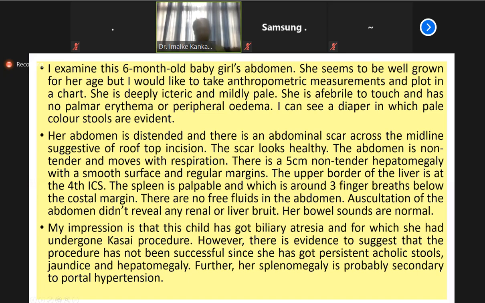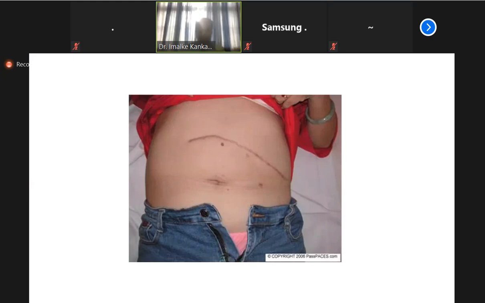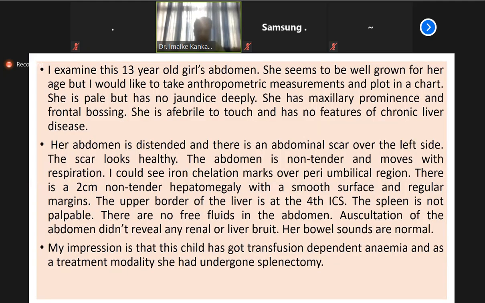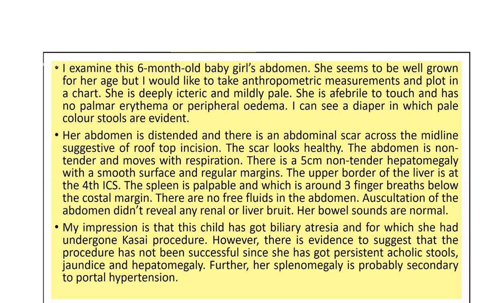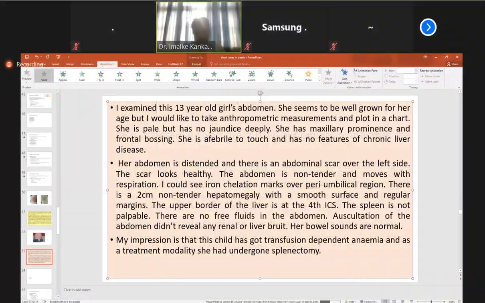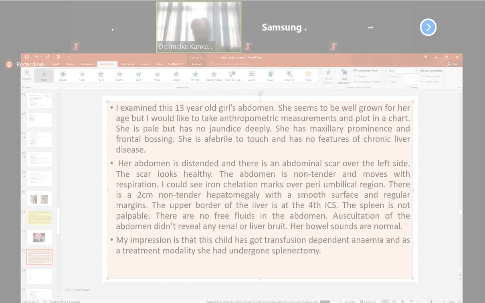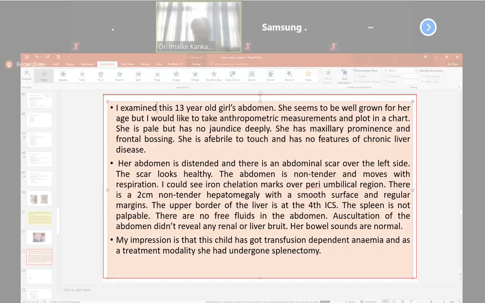Okay, this is another case. When you open the abdomen, you found this scar and the child looks mildly pale. So I examine this, just be examined. This 13-year-old girl's abdomen, she seems to be well grown for her age, but I would like to take anthropometric measurements and plot them in the chart.